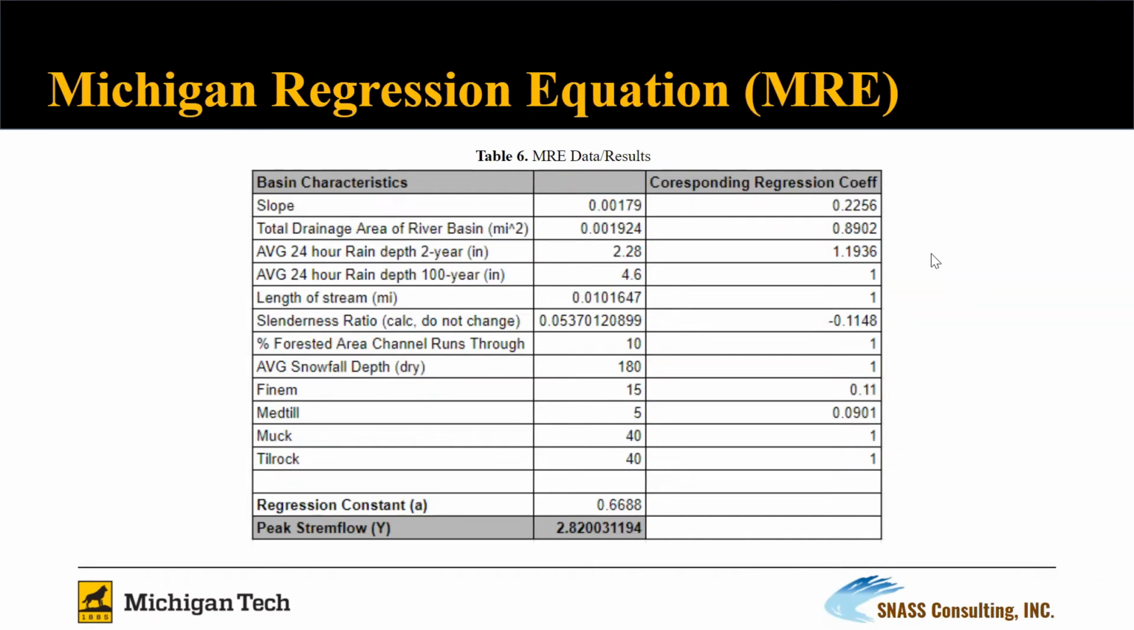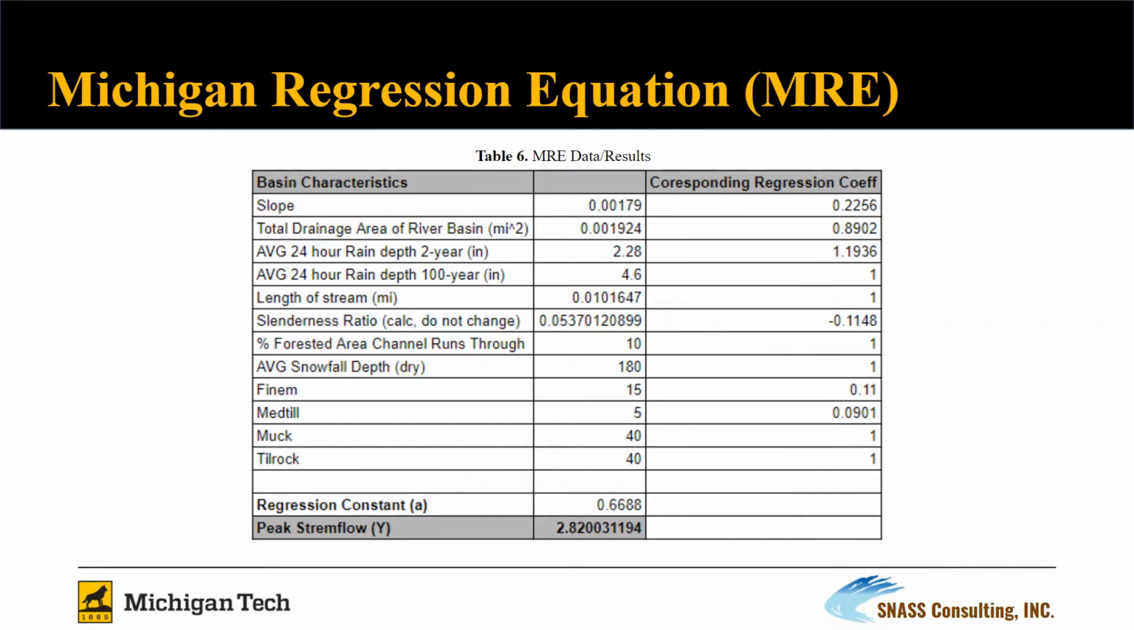We also used the Michigan Regression Equation, or MRE, to both double check our results from the EMA and to have another set of data. For those of you that are unfamiliar, the MRE is an equation developed specifically for the Michigan area by environmentalists who went through multiple Midwestern states to derive these equations and develop a way to estimate peak stream flow using a variety of basin characteristics.